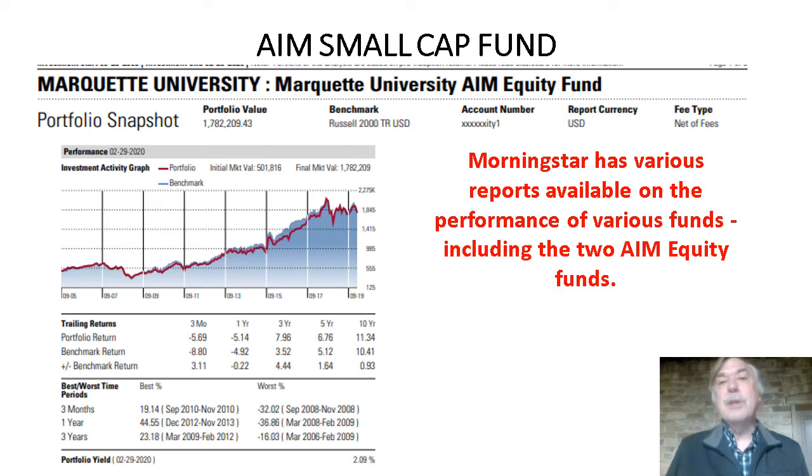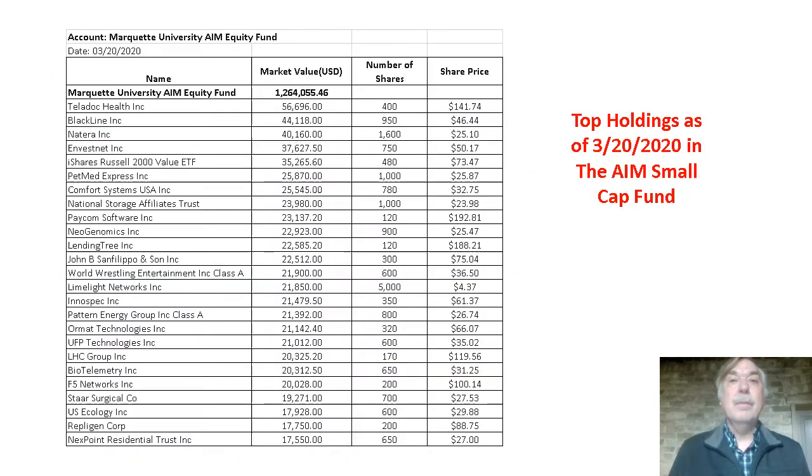So we'll start with the small cap fund, which by the way has been outperforming the benchmark on a year-to-date basis. Morningstar has a lot of performance reports that are available since inception, over the last 10 years, 5 years, 3 years, year-to-date, you name it. Here's just a very quick snapshot of how the AIM fund has performed long-term since inception, September 2005.